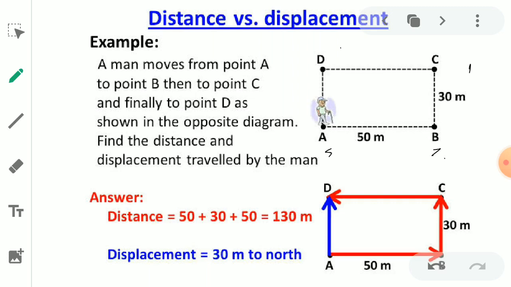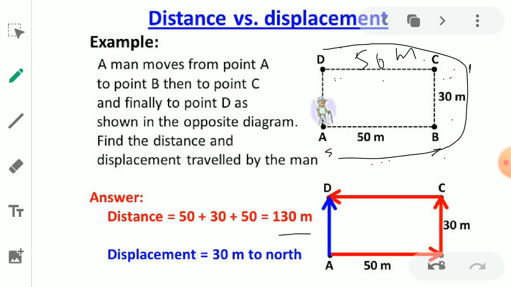So what we have to find is the distance, and we know that the distance is the total path covered by an object, or covered by this man. So what is the total path from A to B, B to C, and C to D? You know that AB equals CD, which is also 50 meter. So A to B is 50, B to C is 30, and C to D is also 50. The total distance will be 50 plus 30 plus 50, which equals 130 meter. It is the total distance traveled by the person from A to D.